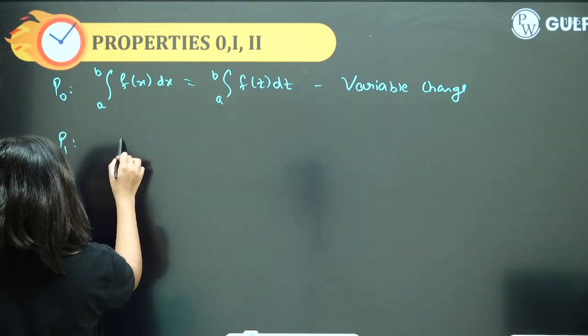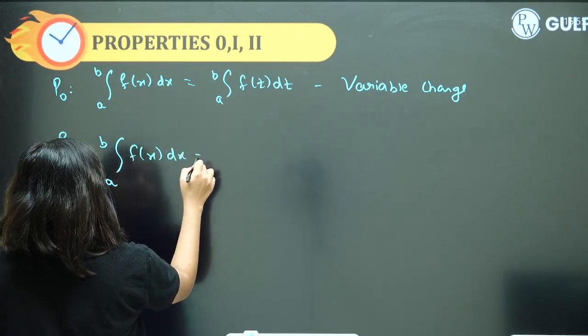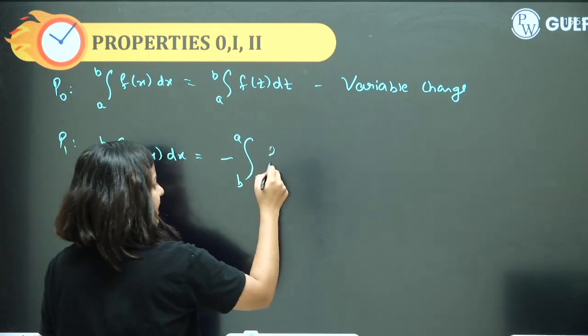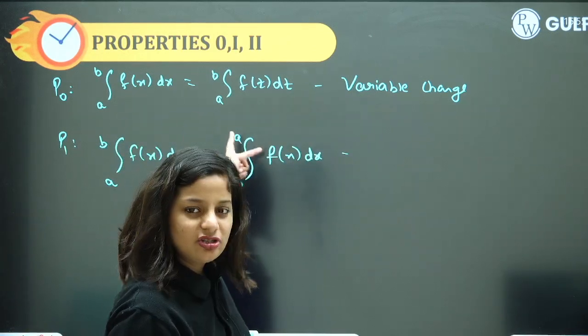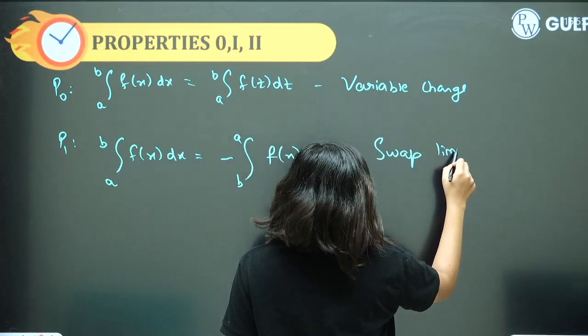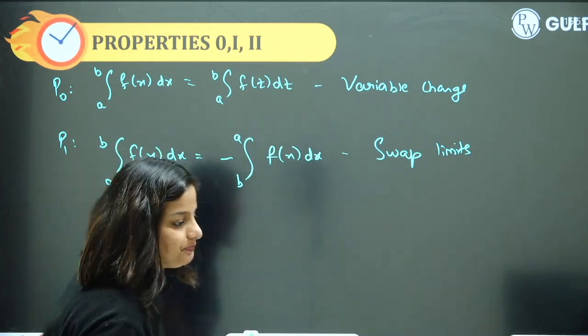P1. Integral a to b f of x dx. Let's say you don't like a to b. You want b to a. Okay, bring a minus sign out. You want to change the limits. You want to swap the limits. Put a minus sign. So swap limit is your P1.